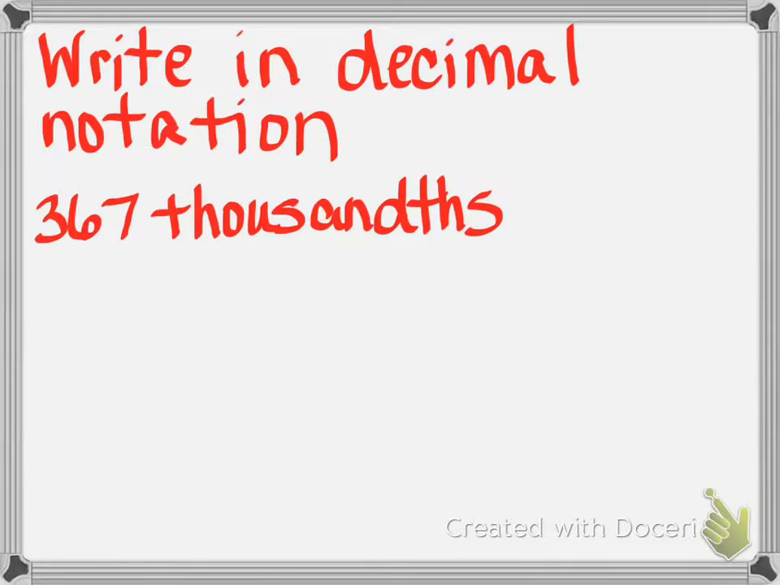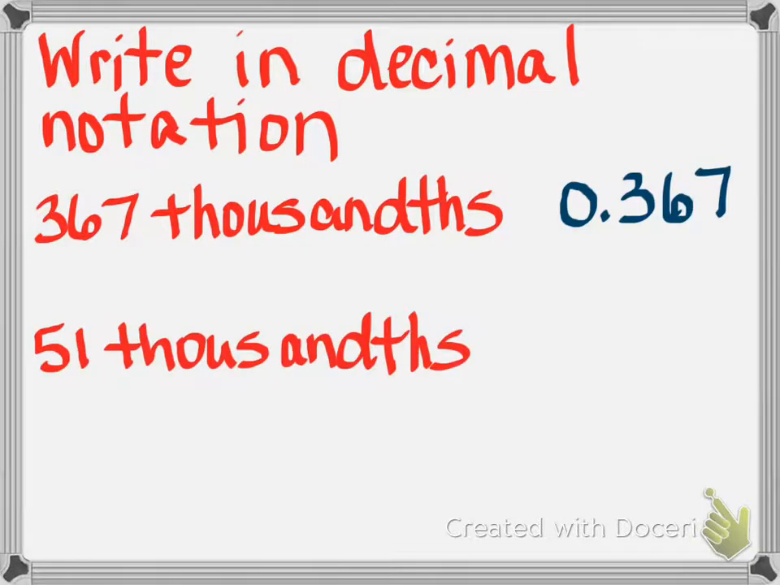Okay, we're going to write in decimal notation this time. So decimal notation is when we have all of our digits with a decimal point. So we won't have any words. So if I give you 367 and then I write in words thousandths, what am I going to write in decimal notation? We're going to write 0, decimal point, 367. Okay, and we would pronounce that 0 and 367 thousandths.